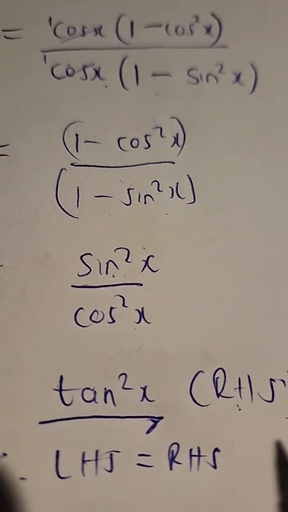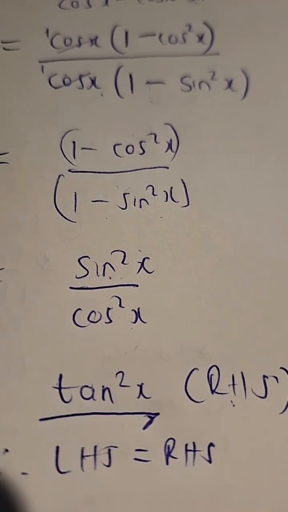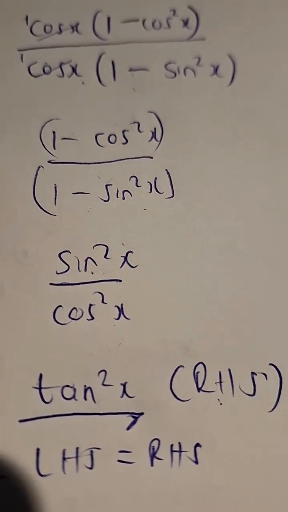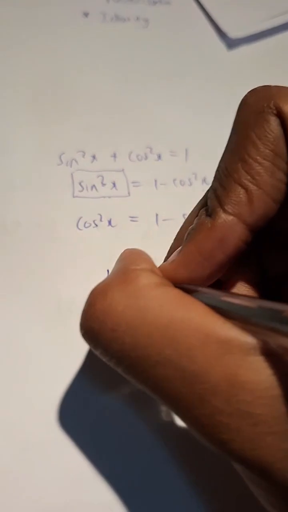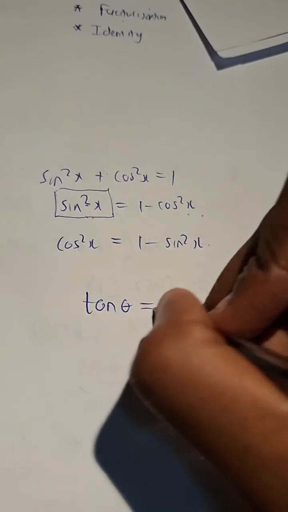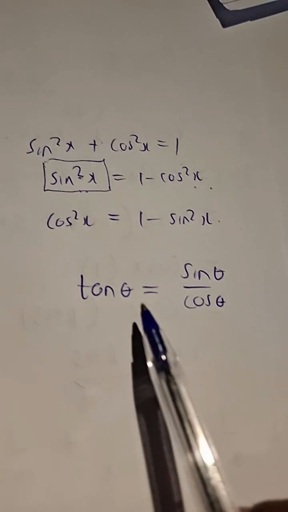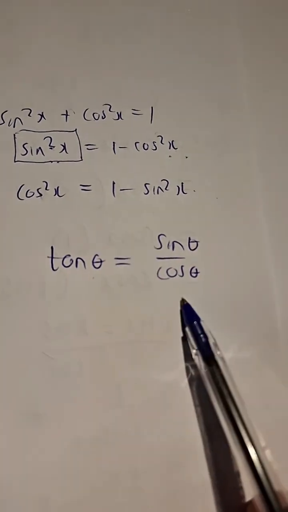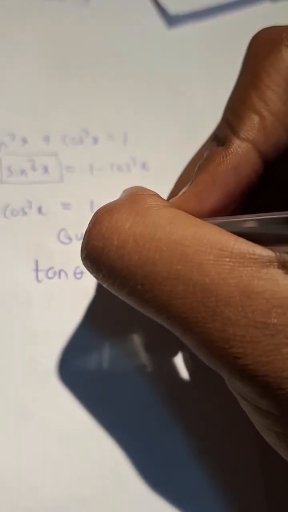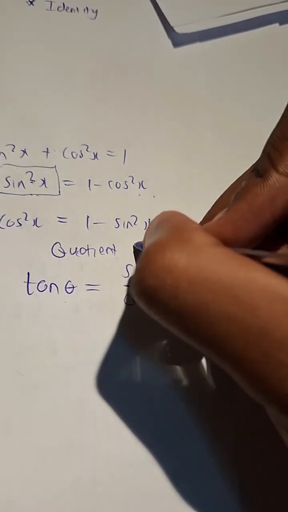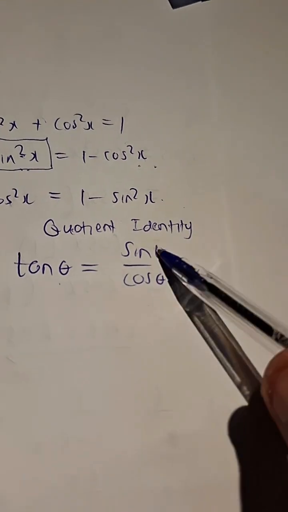Okay, there are two identities that we do in grade 11 trig. The first identity is called the quotient identity. This identity here, tan theta is equal to sin theta over cos theta. This tan theta can be written as that. Okay, this is called the quotient identity. Quotient means divide. So the division between sin theta and cos theta is equal to tan.